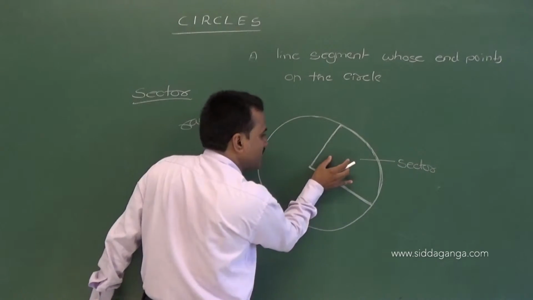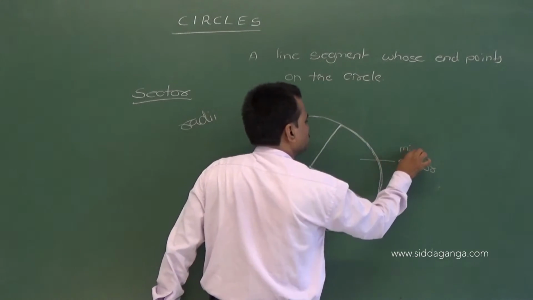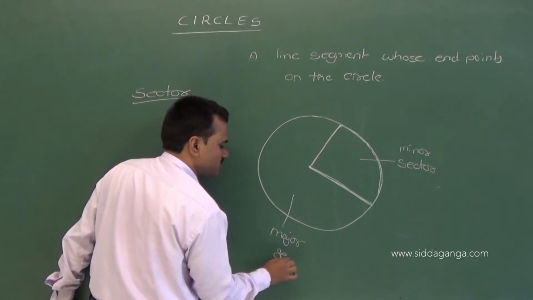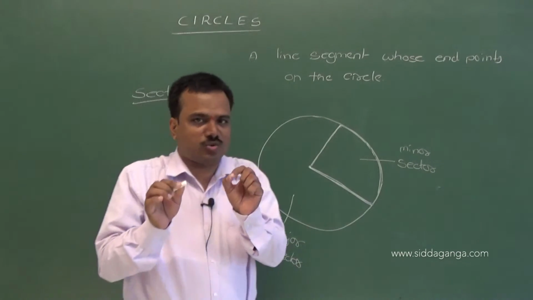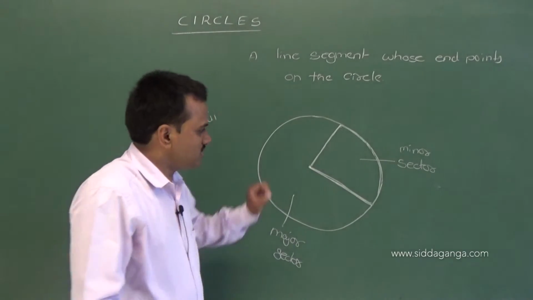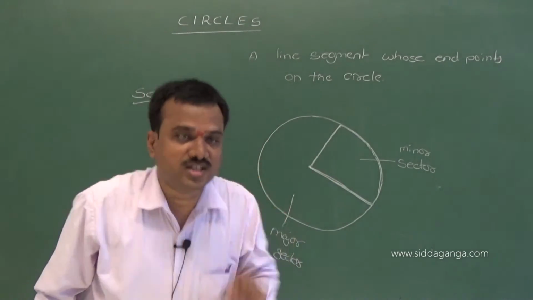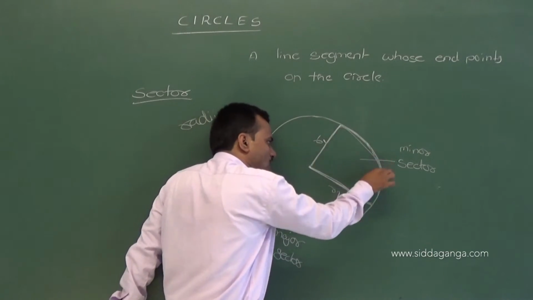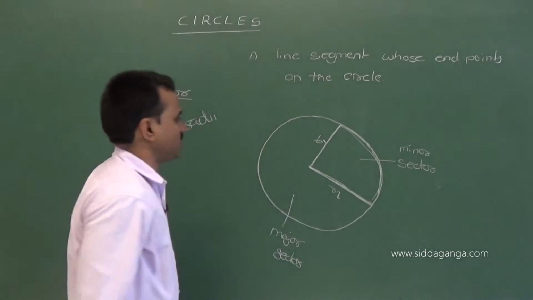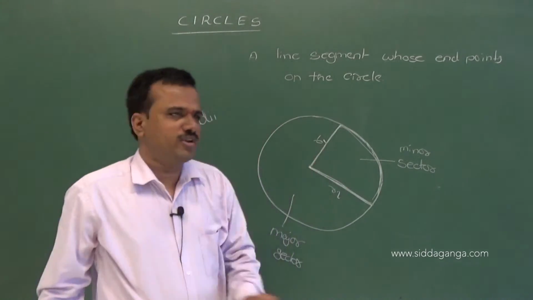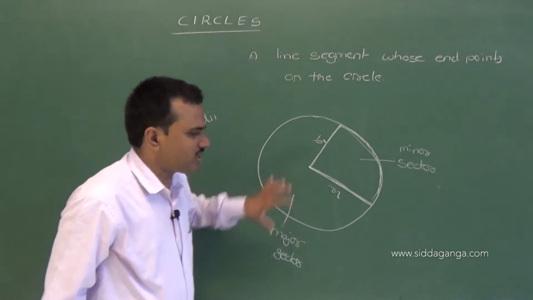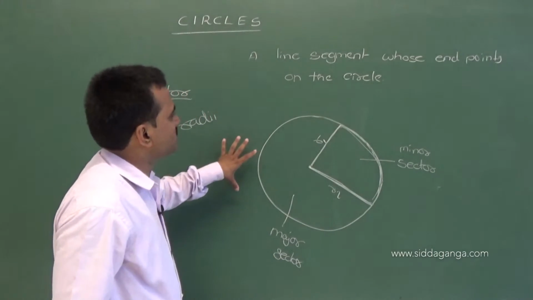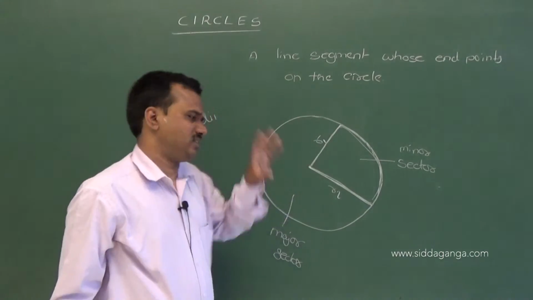This one we call a minor sector, and this one we call what? Major sector. Correct? Once again, sector means the area or region bounded by two radii R1 and R2 and an arc. In a sector, if it's a small area, we call it a minor sector, and the larger area we call a major sector. This is some concept that you know from 9th class.